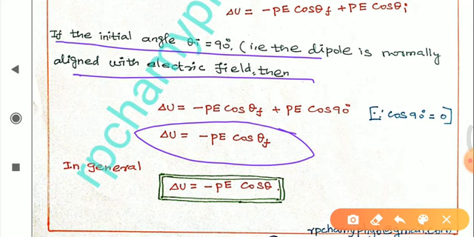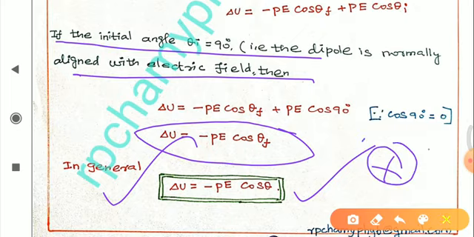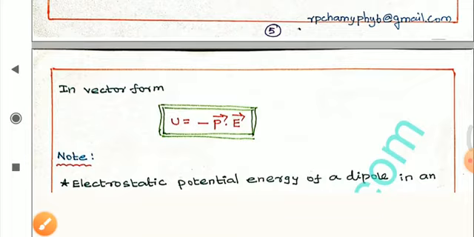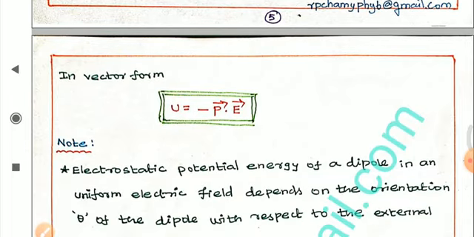Otherwise, in the general equation, the electrostatic potential energy of the dipole in a uniform electric field is given by del U is equal to minus PE cos theta. This is the general equation. This is very, very important. Right. Now we can discuss the special cases of this electrostatic potential energy.